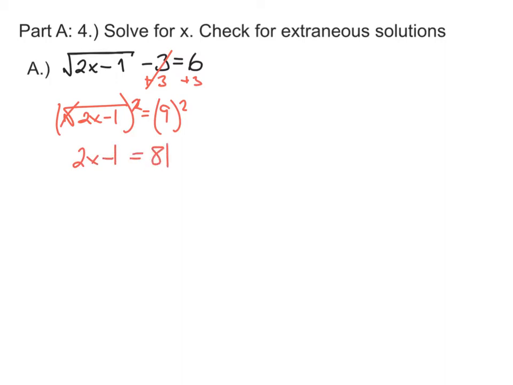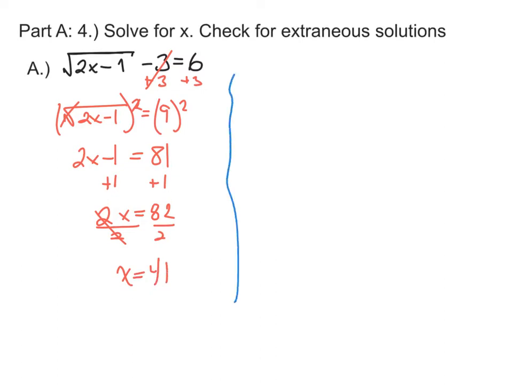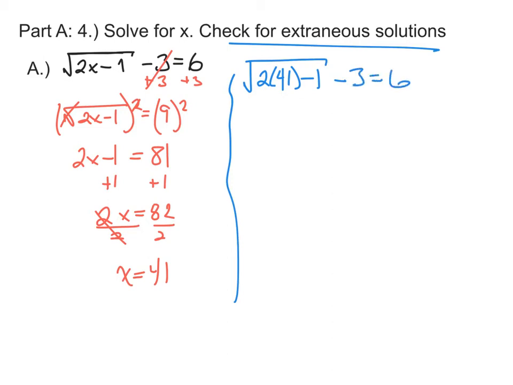Now it's just a normal equation. Add 1 to both sides. 2x equals 82. Divide by 2. And x equals 41. Now, before we say that's all good and that's the right answer, you have to check for extraneous solutions. And what that's going to mean is taking that 41 and plugging it back into the original equation. So 2 times 41 minus 1, then minus 3 equals 6. And seeing if this is true.